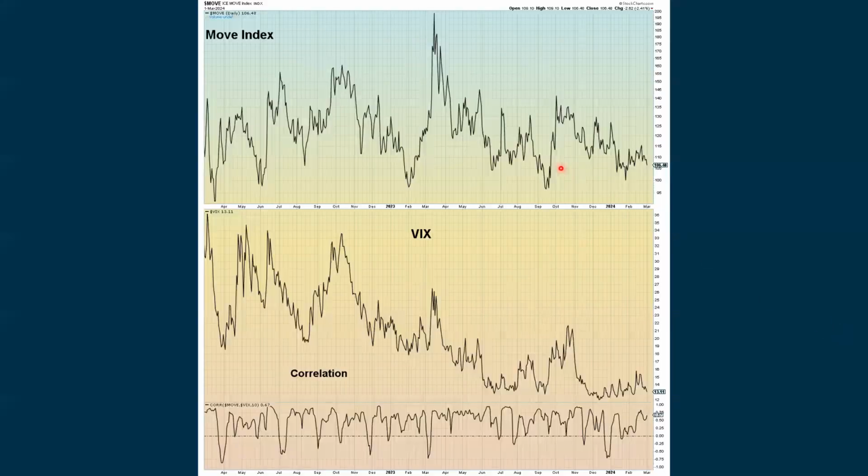The MOVE index measures the volatility of bonds. The VIX measures the volatility of stocks. They have a fairly strong correlated relationship. The higher this reading, the more solid their relationship is, and it has been showing a little bit of strength there.